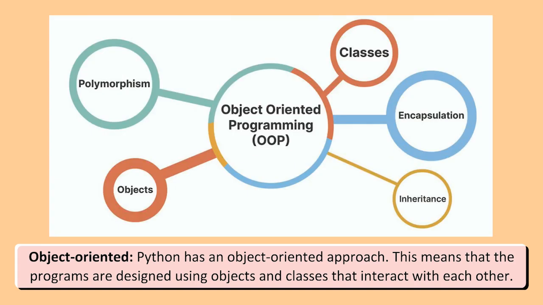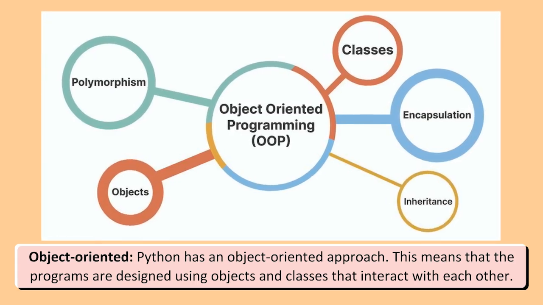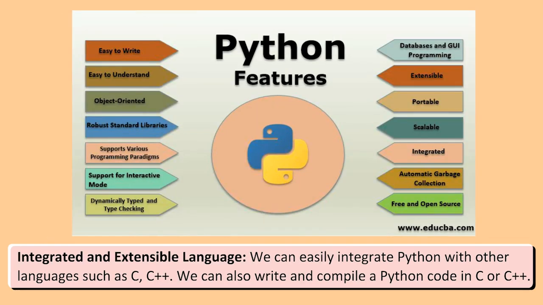Object-oriented. Python has an object-oriented approach. This means that the programs are designed using objects and classes that interact with each other. Integrated and extensible language. We can easily integrate Python with other languages such as C and C++. We can also write and compile a Python code in C or C++.